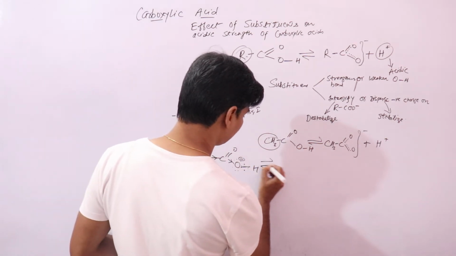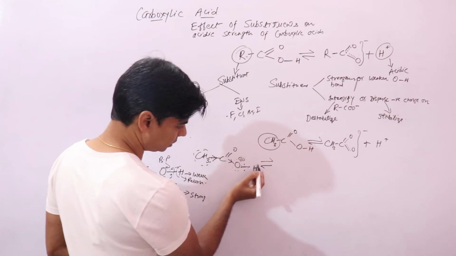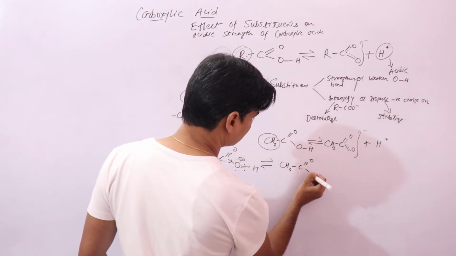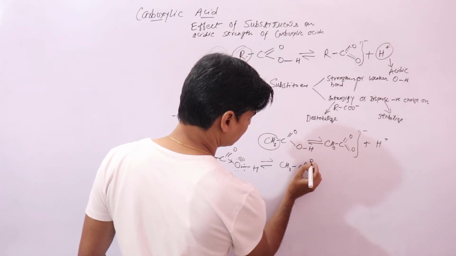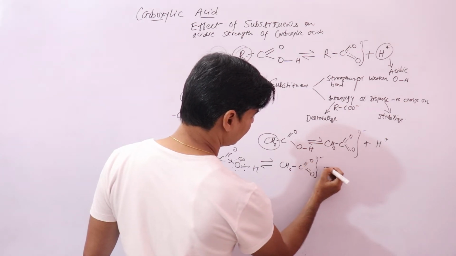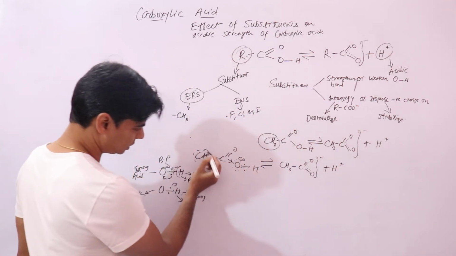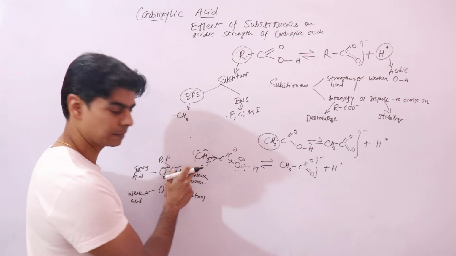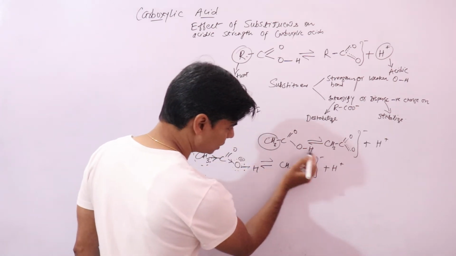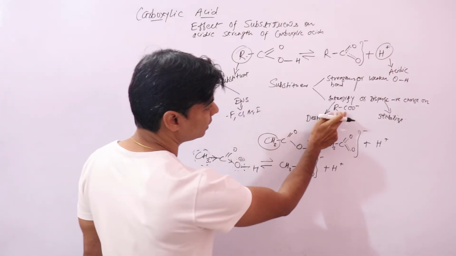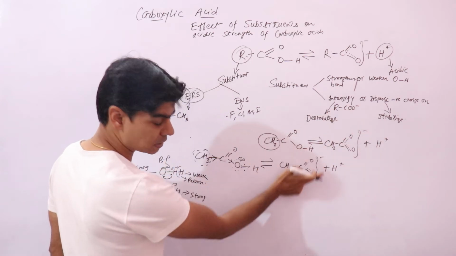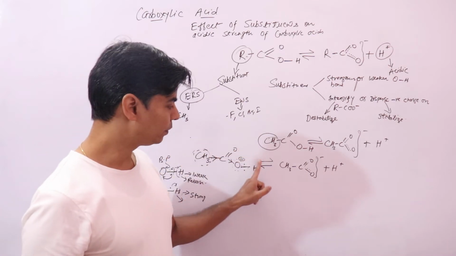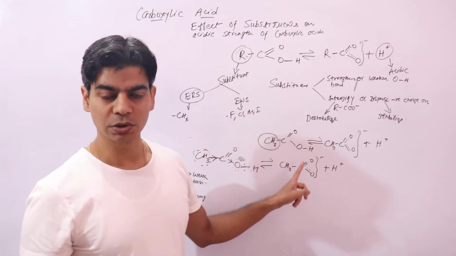And the other thing that it will do is, when this hydrogen ion is released, it will form an acetate ion plus a hydrogen ion. Now this is an electron releasing substituent, plus I effect. It will intensify the negative charge on this acetate ion. Since it is releasing electrons, it will increase the negative charge on this carboxylate ion.